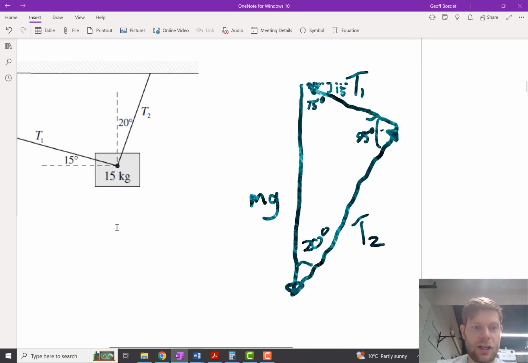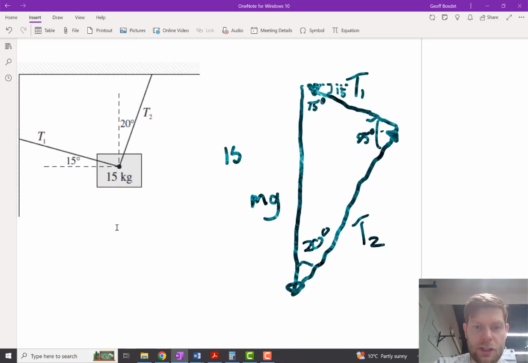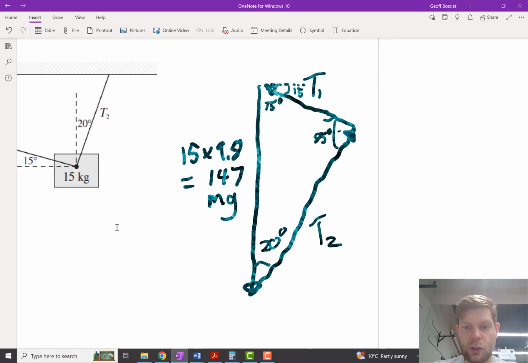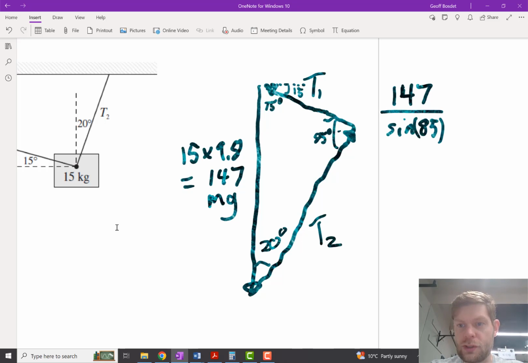I know one of the sides, by the way: 15 times 9.8 to get this side is equal to 147. And so then I can find T1 and T2 just using my sine law. Basically the ratio of any side to the sine of the angle opposite it is always the same. So I know this side and this angle opposite it, so I'm going to start with that. That's my known. 147 over sine 85. That is one of the ratios.